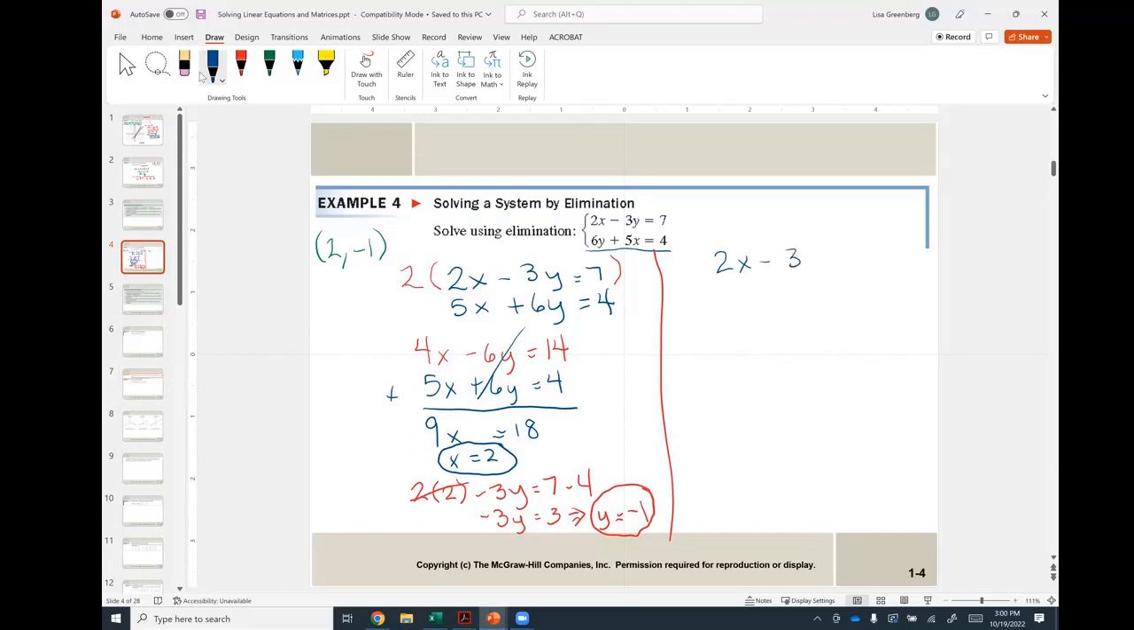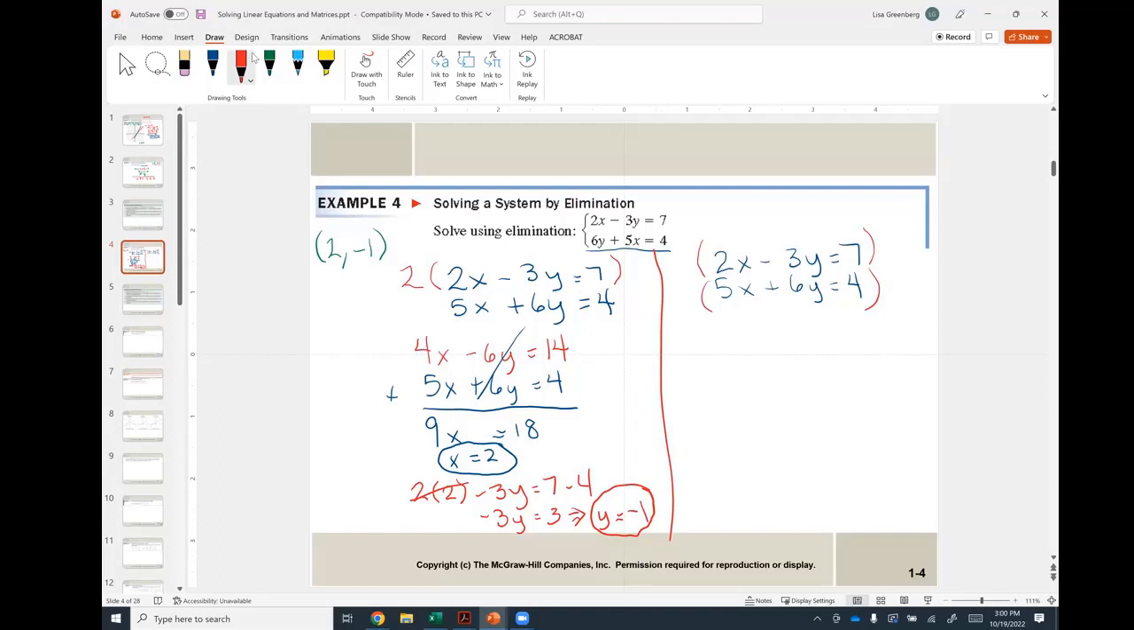Just so you can see, it doesn't really matter. Whatever makes you happy. And then this is going to be 5x plus 6y equals 4. Now, the reason I say the other way was easier is because I only had to multiply one equation, whereas here I'm going to have to multiply both equations by something to get rid of the x.